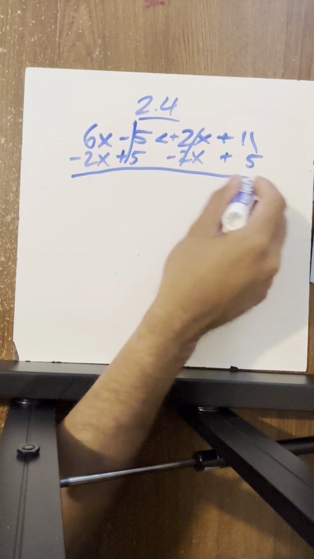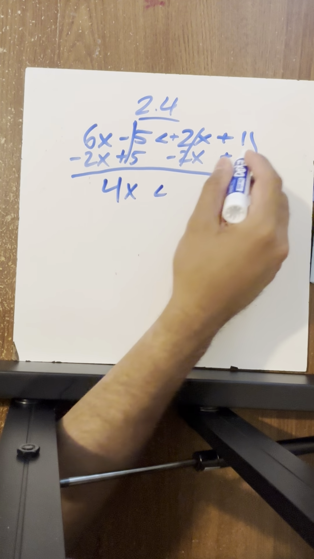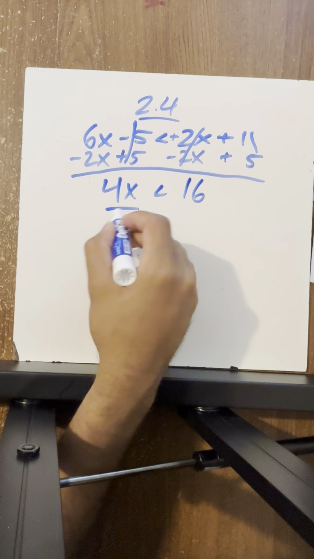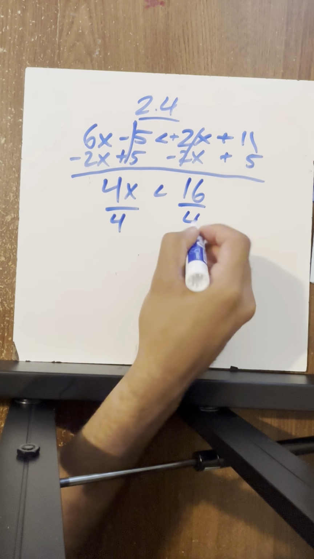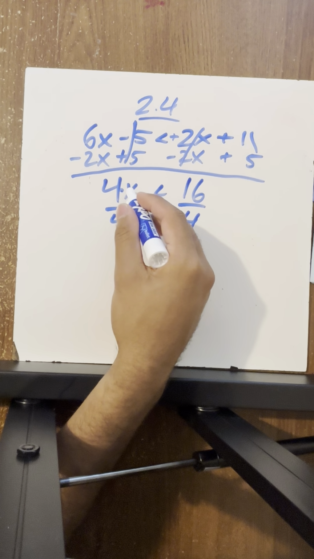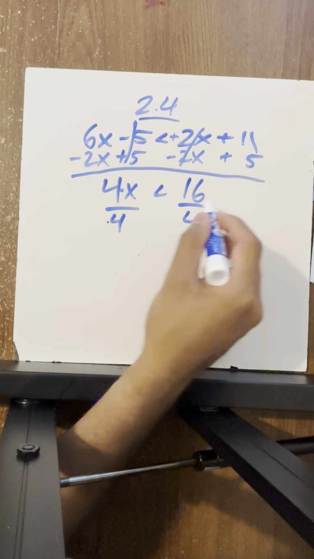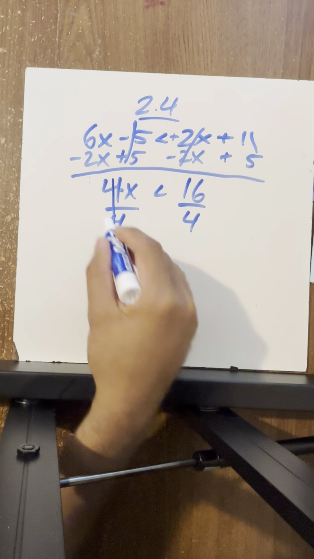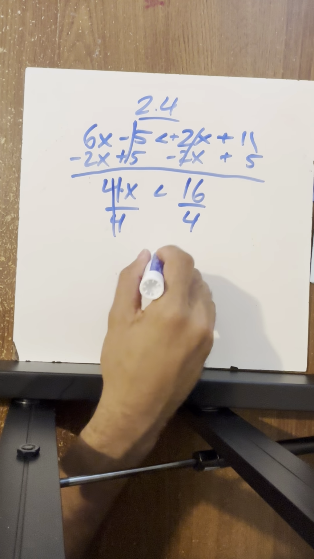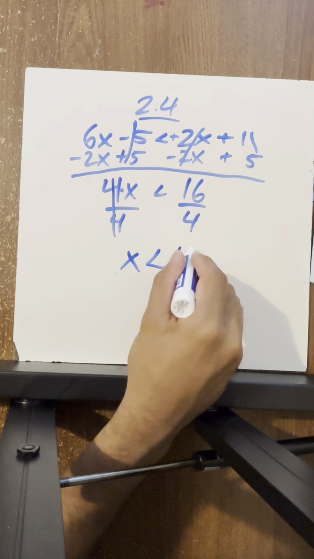So we will get 6 minus 2 is 4x. 4x being less than 11 plus 5 is 16. And then we have to divide both sides by 4. Why? Because this is multiplication happening here, 4 times x. So if you want to get x by itself, you have to divide by 4 on both sides, right? And notice that that was a positive 4, not a negative 4. So the sign just stays the way it is. We'll have x being less than 16 divided by 4 is 4.